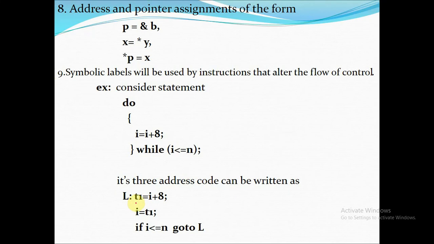So this can be written as shown below. See here. T1 equal to i plus 8 is the first statement, and i equal to T1. These two statements equal i equal to i plus 8, the body of the do while loop. Next we are checking the condition. If i is less than or equal to n, then go to L. Here I am referring to the label L, so that when this condition is satisfied, the control is transferred to location L, that is the body of the loop. So like this you can translate a given source code into 3-address code.